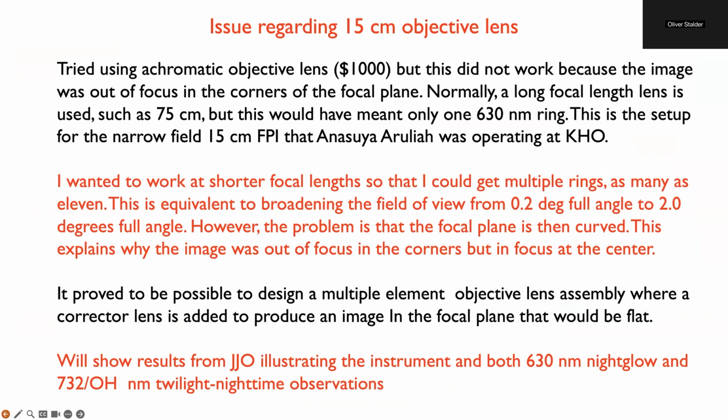What I learned by developing this instrument was that the achromatic objective lens that I thought I could buy for $1,000 wouldn't work because the image is out of focus in the corner of the focal plane. And so to work at shorter focal length so I can get the 10 rings meant that I really need to deal with this problem of having a curved focal plane superimposed upon the flat detector surface. So it's possible to design an objective lens assembly where a corrector lens is added to produce an image in a focal plane that would be flat.